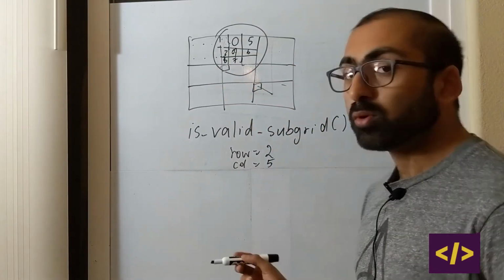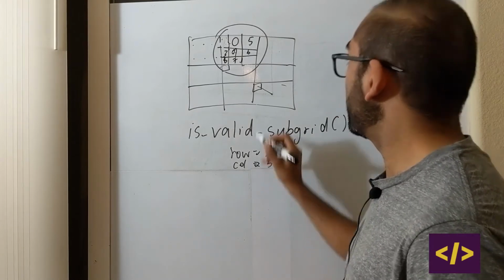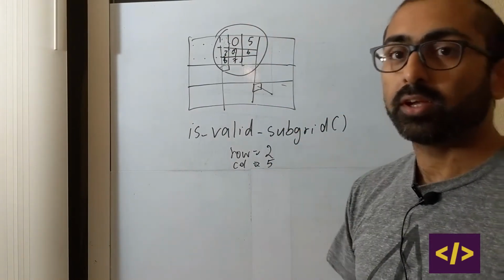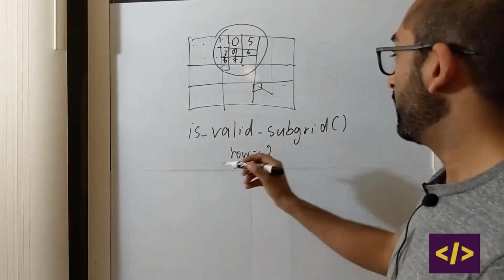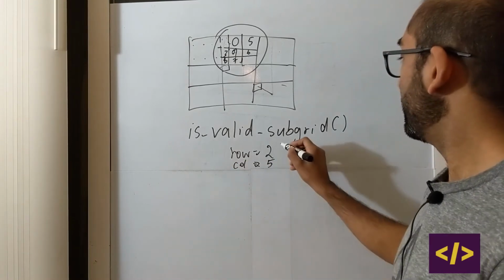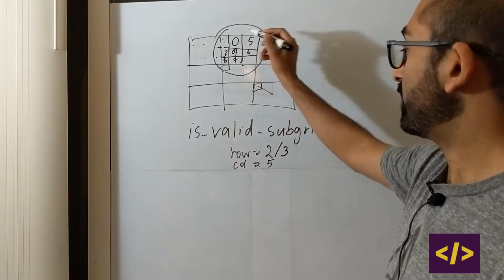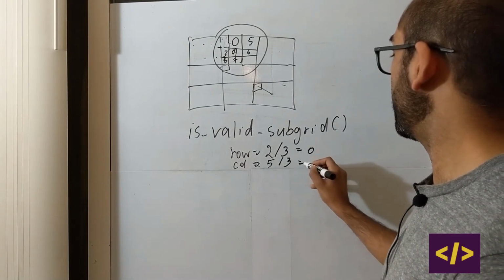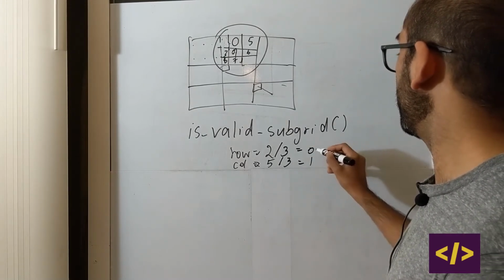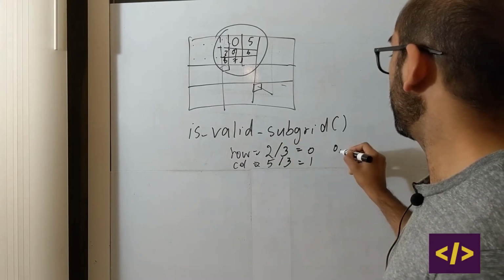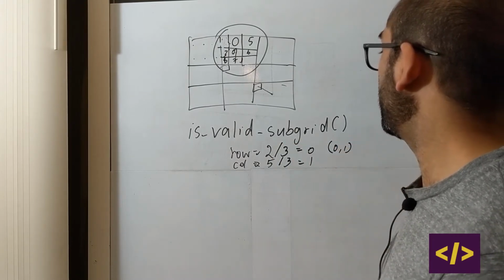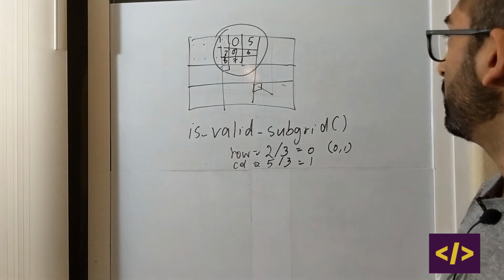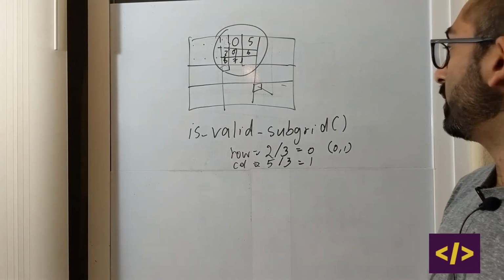Okay, now if you want to reset this guy to this position, how can we do that? Look at this. Just divide by 3, which is the size of the subgrid. Okay, so you get 0 and you get 1. So the row would be 0 and the column would be 1.